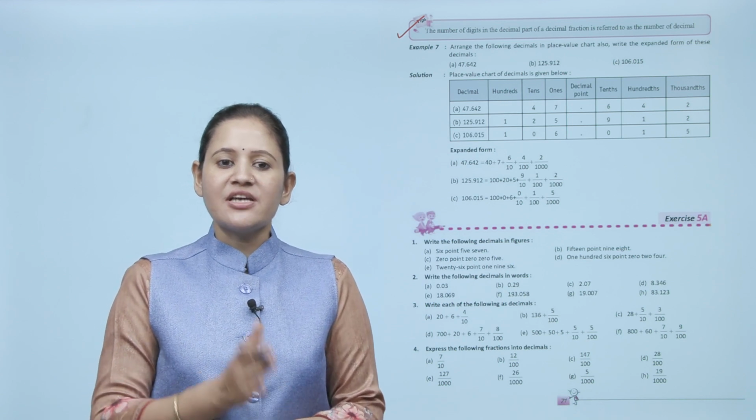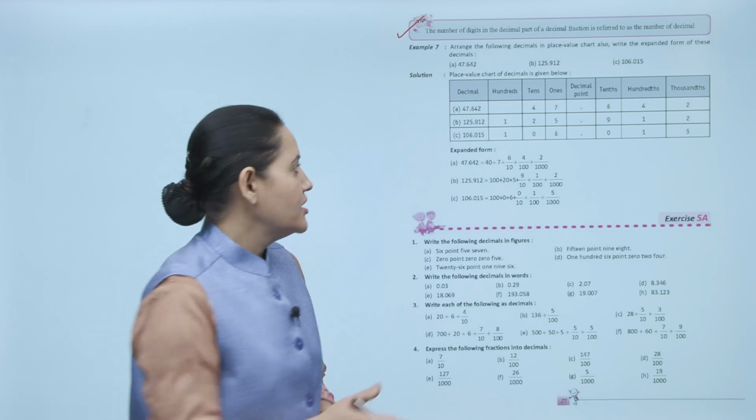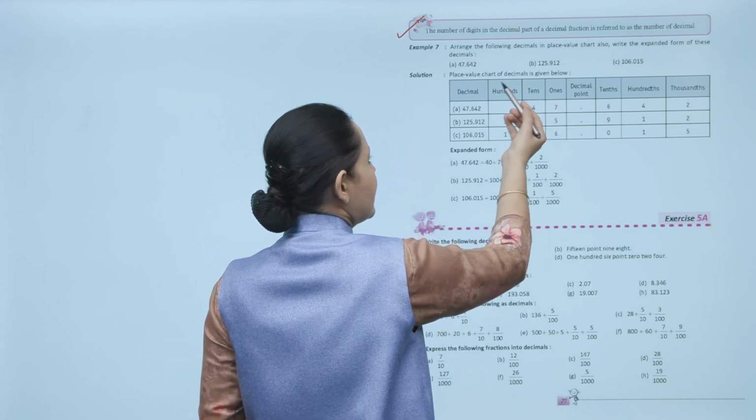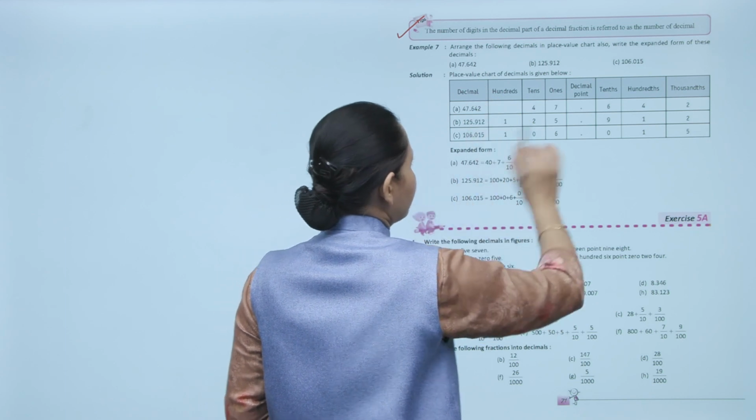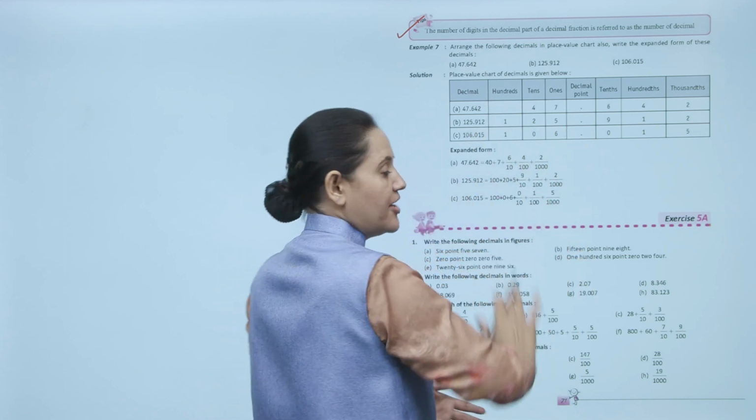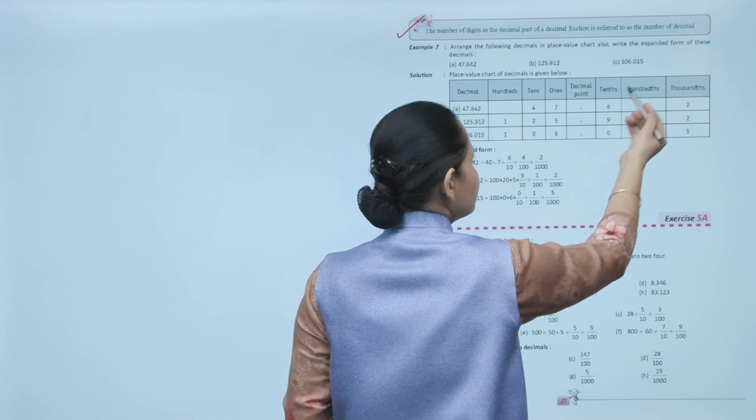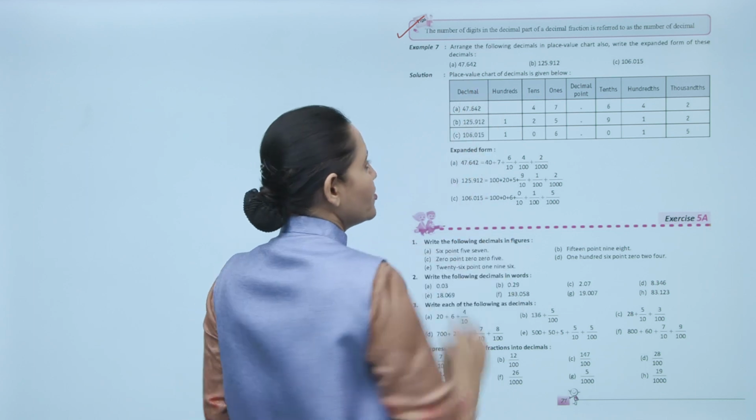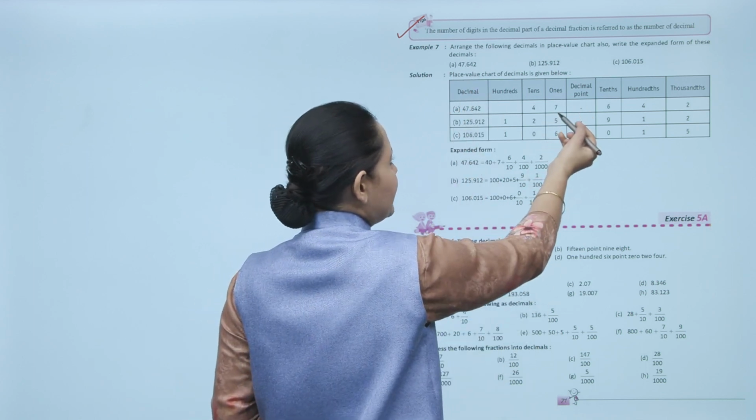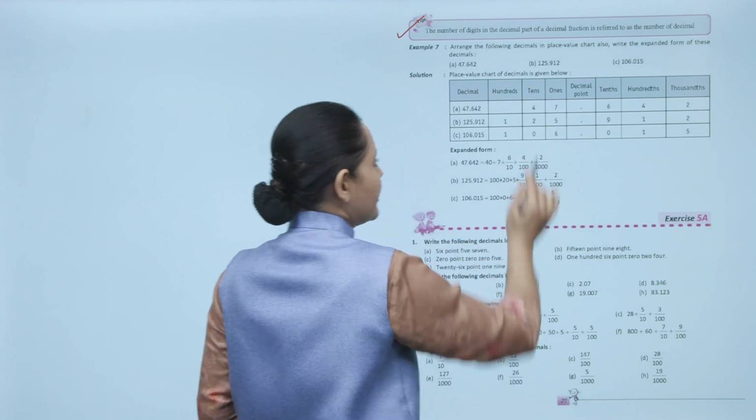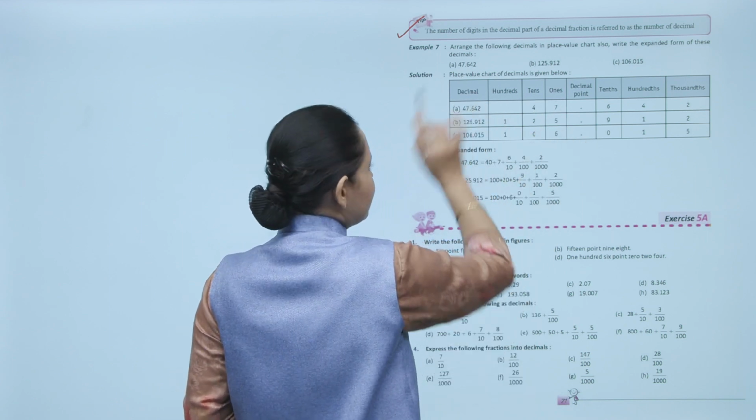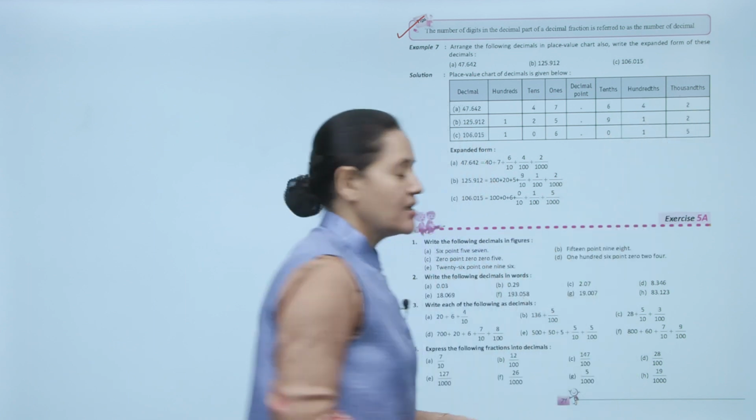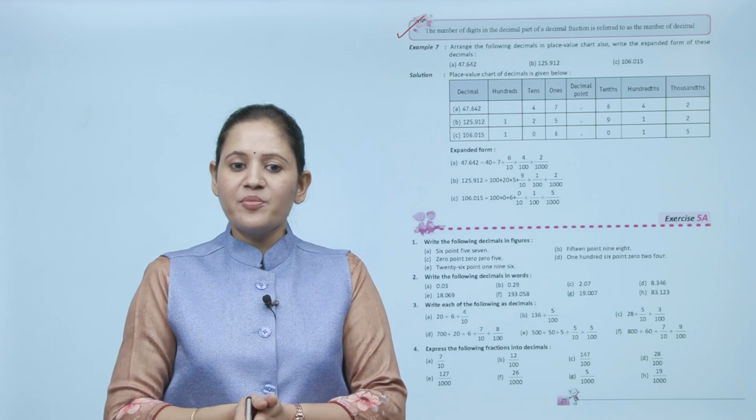So first is 47.642. So we'll arrange this in a place value chart. Ones, tens, hundreds, and this is our number. And this is the decimal point. If we go to the right, first is tenths, then hundredths, then thousandths. So our number is 47.642. Ones के place पे 7, tens पे 4, then after the decimal first is 6. So tenths के place पे आ जाएगा 6, then 4 and then 2. Clear? And expanded form क्या हो जाएगी?